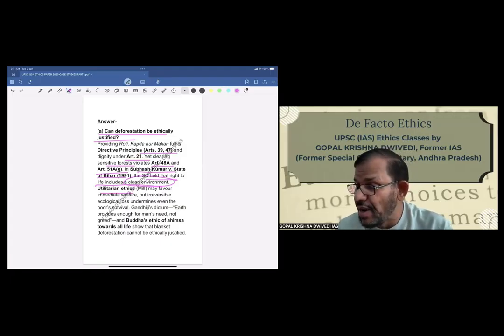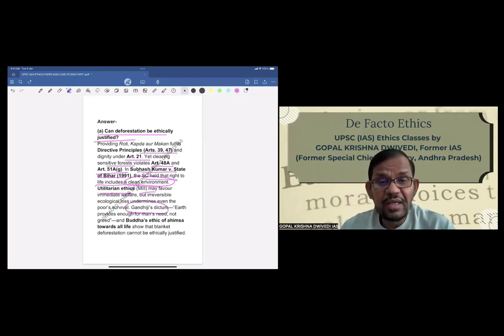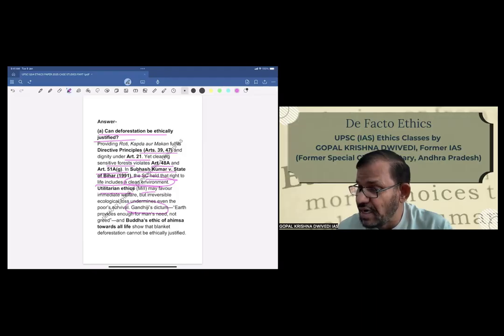Utilitarian ethics of Mill may favor immediate welfare, but irreversible ecological loss undermines even the poor's survival. Then Gandhi's dictum, this is very important. You need to quote wherever you require: Earth provides enough for man's need, not greed. And also Buddha's ethics of ahimsa towards all life show that blanket deforestation cannot be ethically justified.